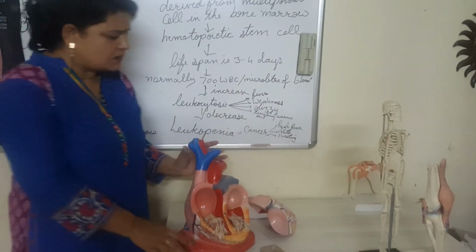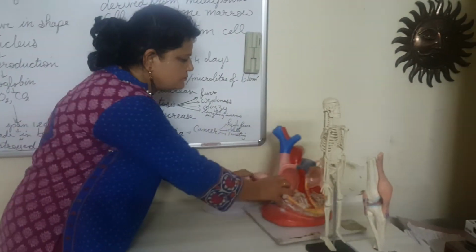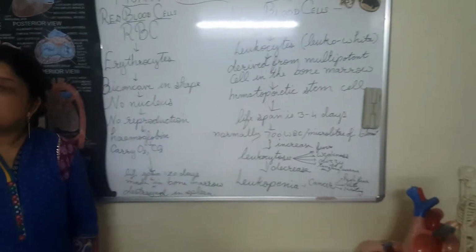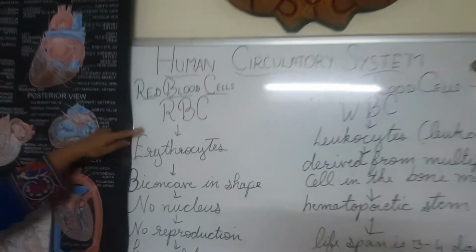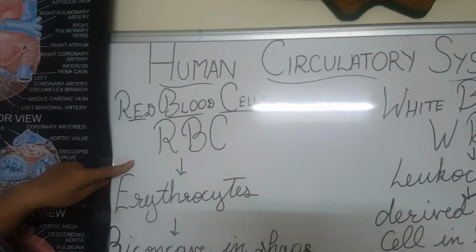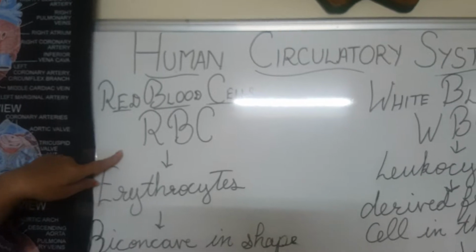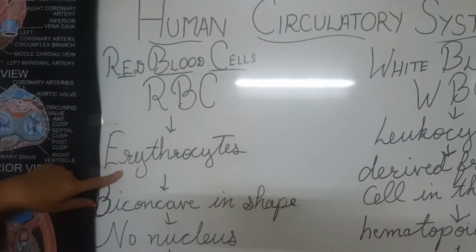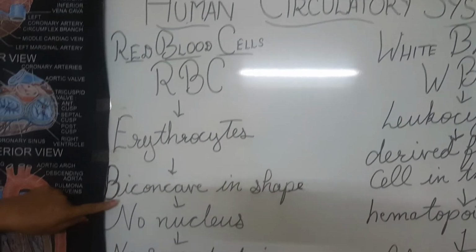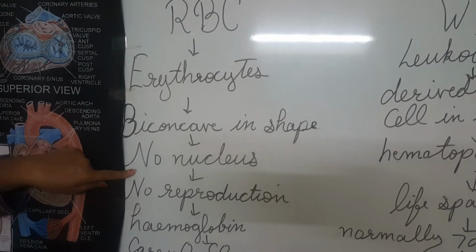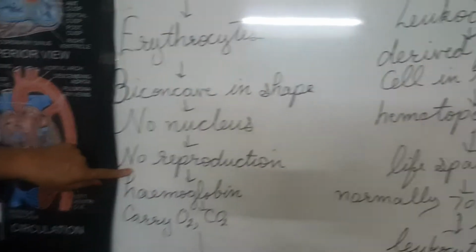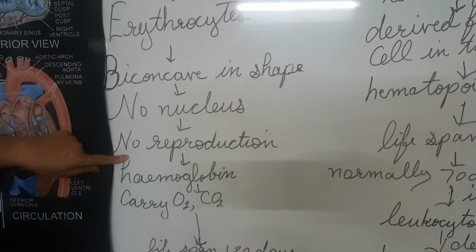Your blood has got three things in it: RBC, WBC and platelets. RBC is also known as red blood cells, or erythrocytes. It is biconcave in shape. It has no nucleus. No nucleus means what? It is not going to reproduce. There is no reproduction in RBCs.